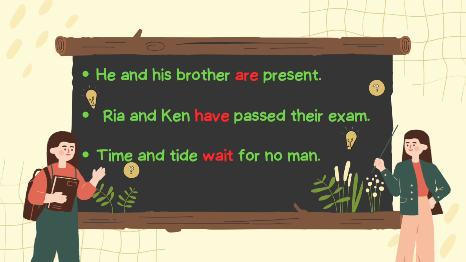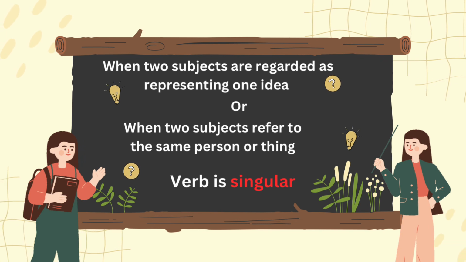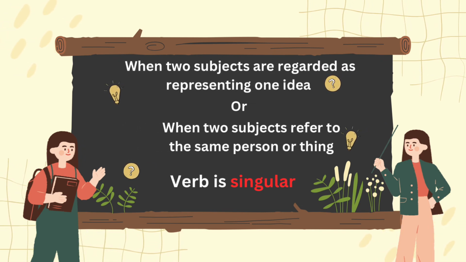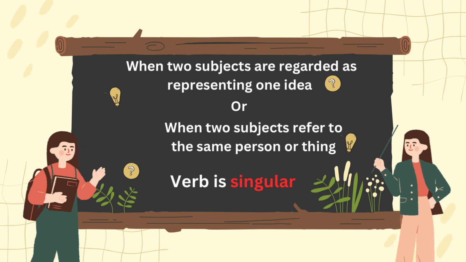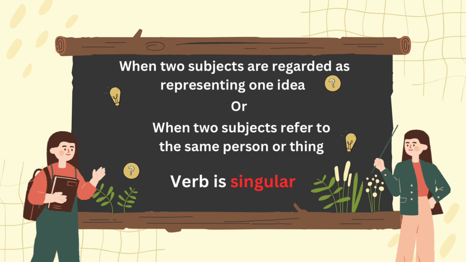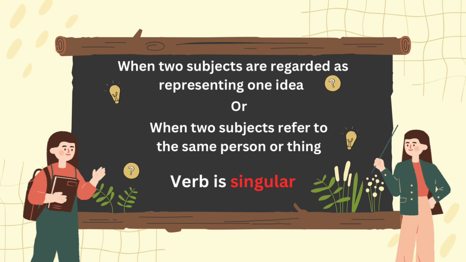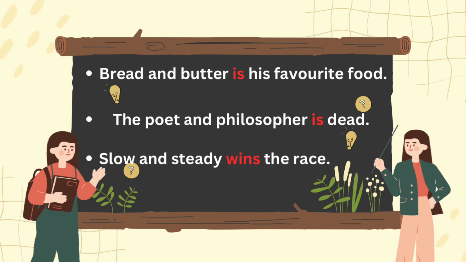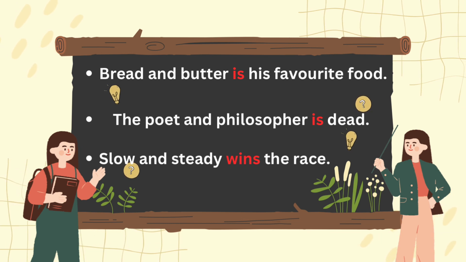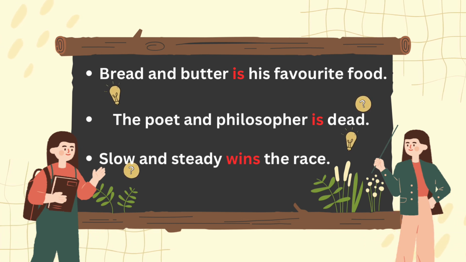An exception to this is when two subjects are regarded as representing one idea, or you may say when these two subjects refer to the same person or thing. In that particular situation, the verb used is singular. For example, bread and butter is his favorite food. Although bread and butter are two singular nouns, they represent the same idea, that is food.